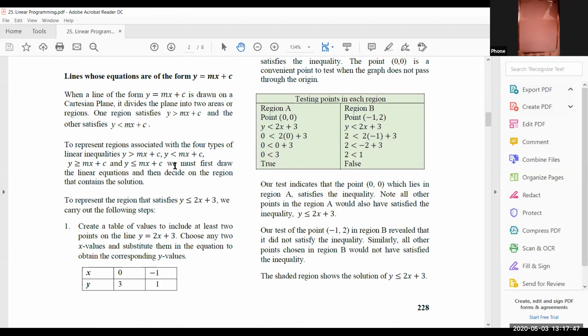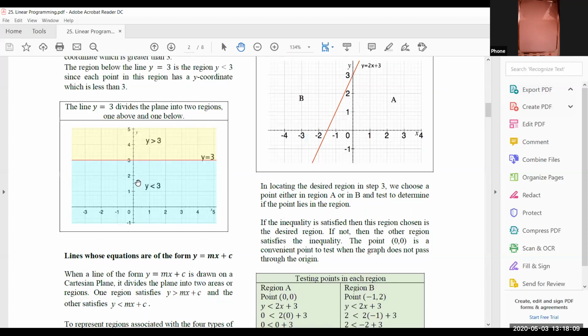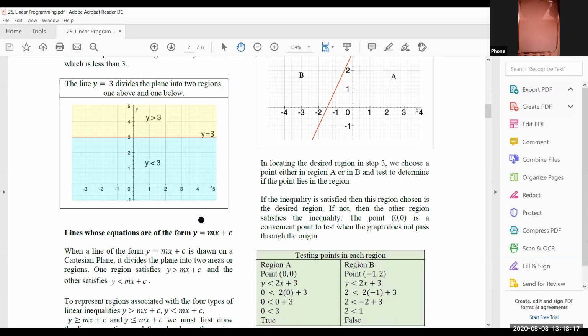When a line of the form y is equal to mx plus c is drawn on a Cartesian plane, it divides the plane into two areas or regions. One satisfies the region y is greater than mx plus c, and the other one satisfies the region y is less than mx plus c. So remember when we were doing these here, it was also satisfying two regions, y greater than 3 and y less than 3. You all remember that? We just did that there.